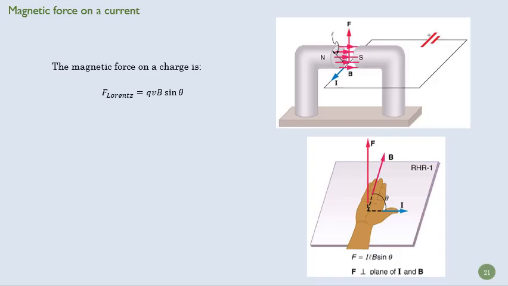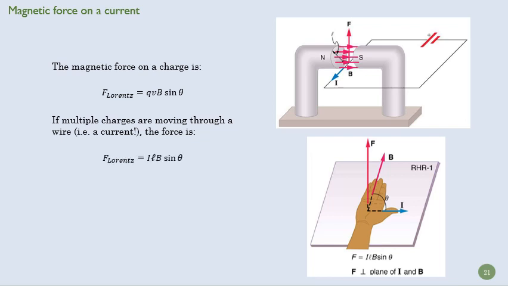So the magnetic force on a charge, as we saw in the last video, is QVB sine theta. What we want to know now is what is the force when we have multiple charges? That is, when we have a current moving through a wire or something. Well, here you can see that is I, the current, times L, the length of the wire, times B times sine theta. And you might ask, well, what happened to the velocity here? Where's that V that was in this equation?